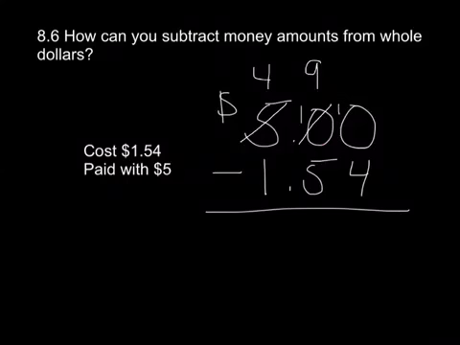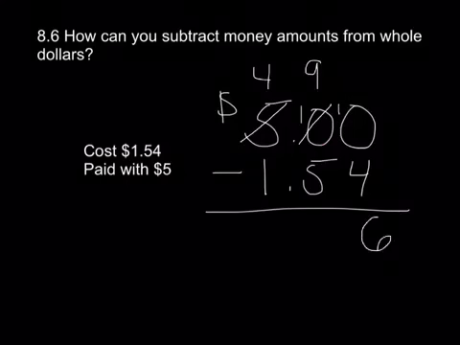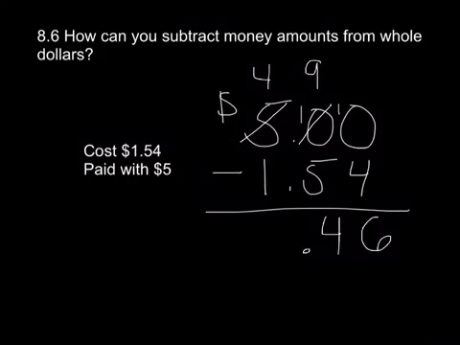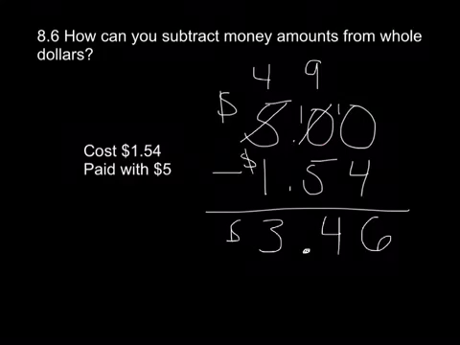And now I'm ready to subtract, just like you would normally. 10 take away 4 is 6. 9 take away 5 is 4. I bring down my decimal as always. And 4 take away 1 is 3. Make sure I have all my dollar signs. So my change is $3.46.